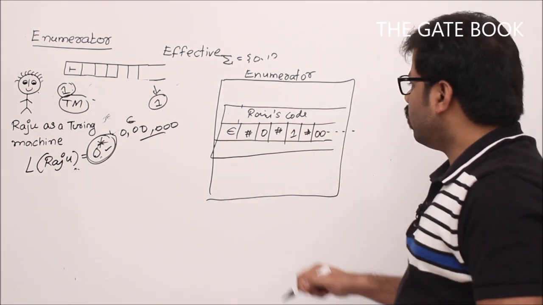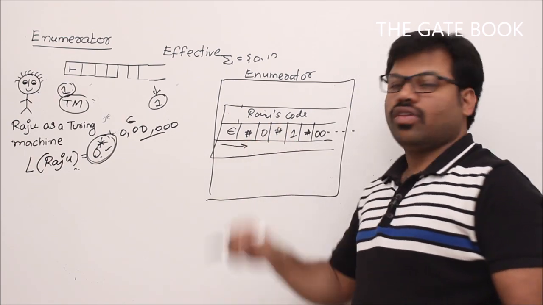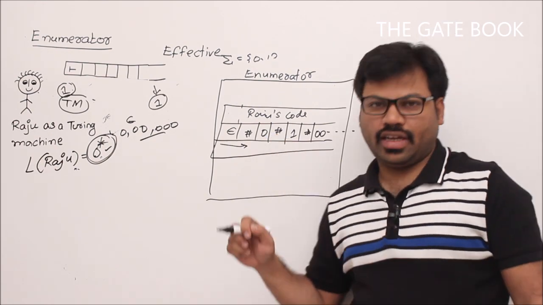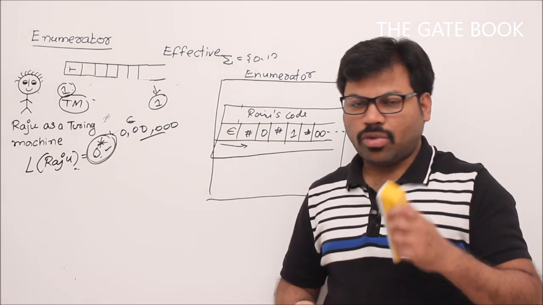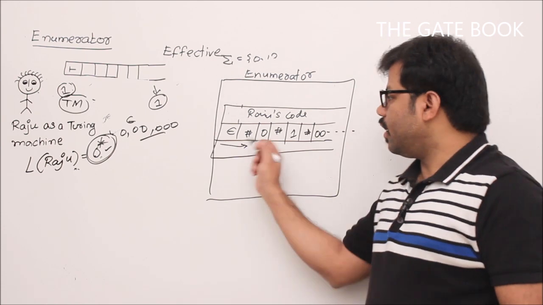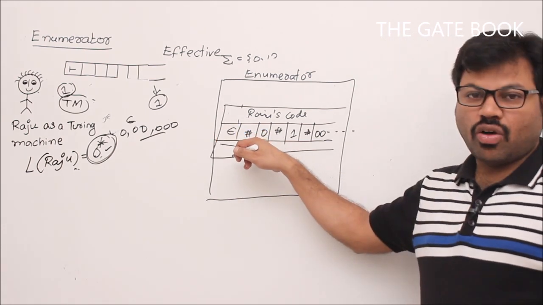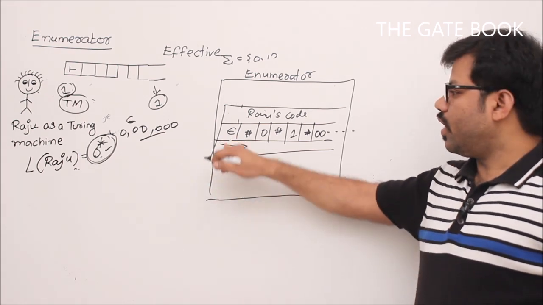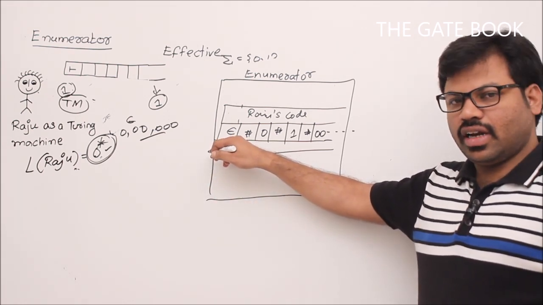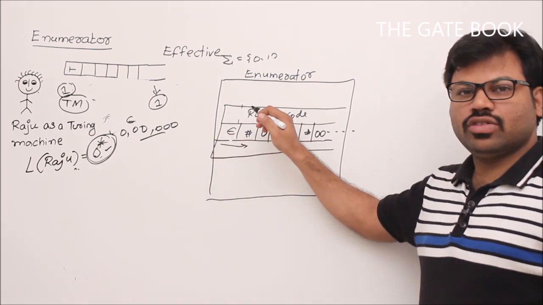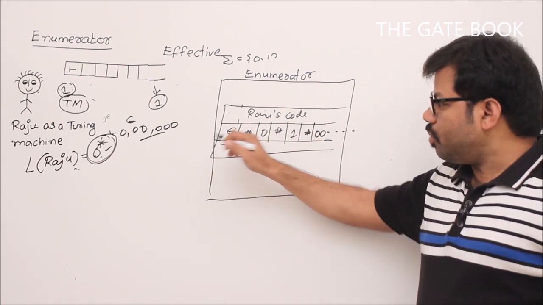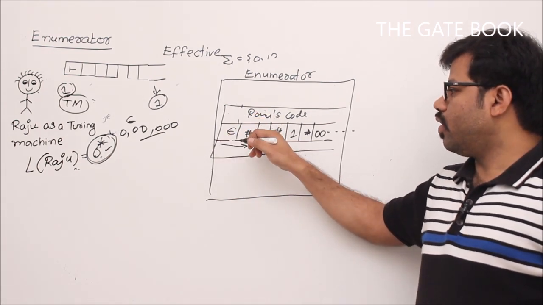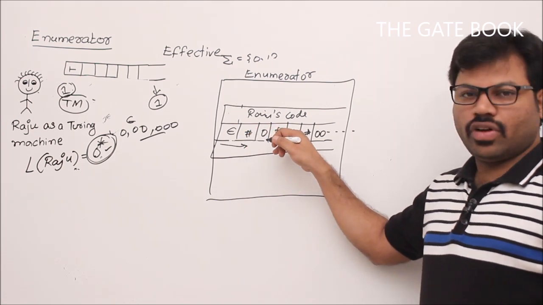Rather than running linearly, we run in a clever way, using round robin. In operating systems you will learn about process scheduling, so we can schedule the inputs in a round robin way, also known as time sharing. We give some time to epsilon. Within that time limit, if it is not accepted by Raju's code, it doesn't mean it rejects, but we postpone the decision. We don't keep running epsilon on Raju's Turing machine; we go to 0, and after some time, we go to 1.